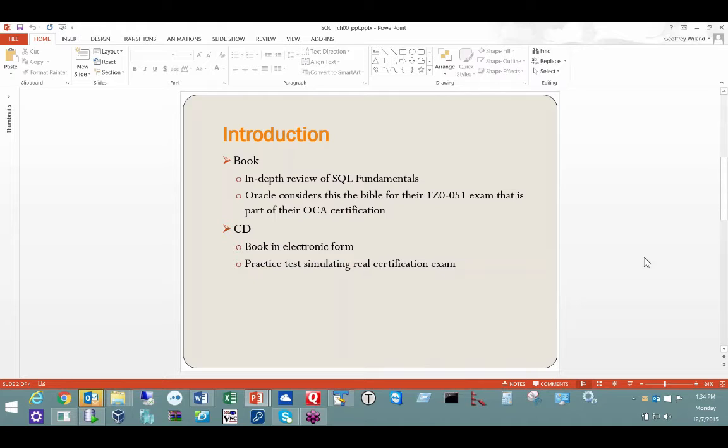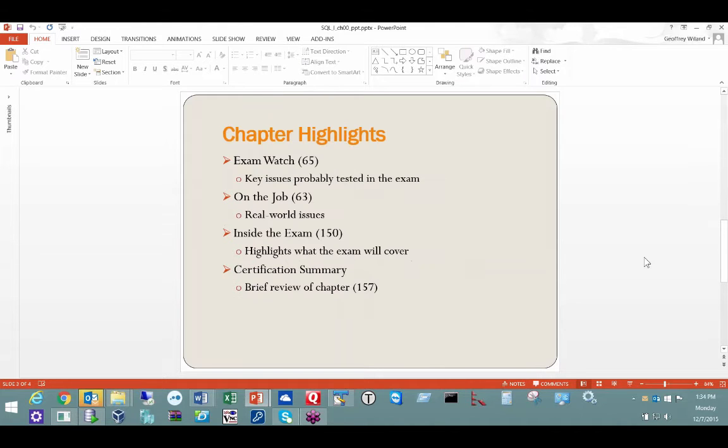In the back of the book, when you get it, there is a CD, which has the book in electronic form, which I've already sent you the PDFs, but it also has some practice tests if you ever decide you wanted to go for the real actual certification. So that's there too. Within the chapters, there are a lot of different things.